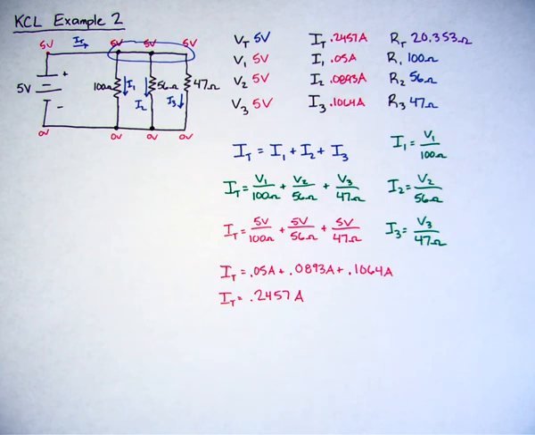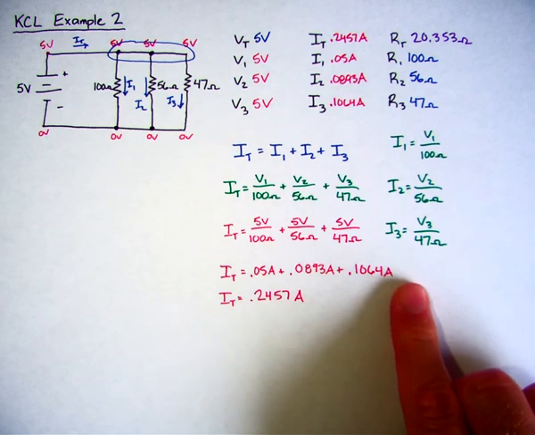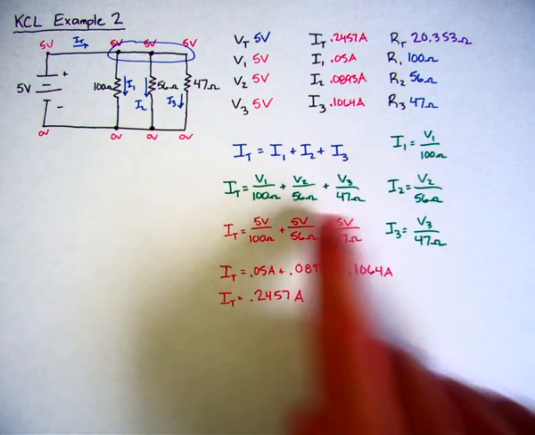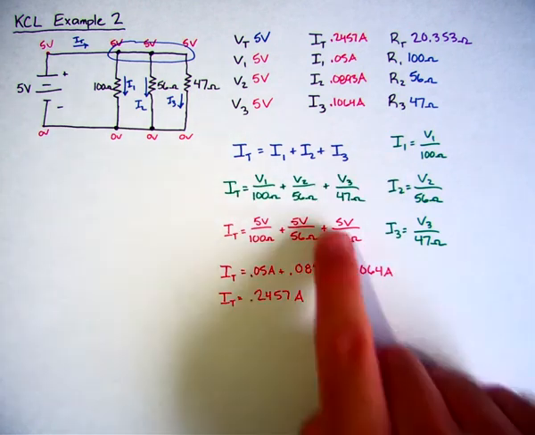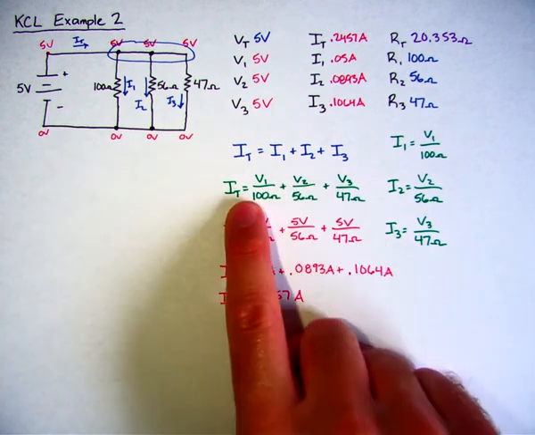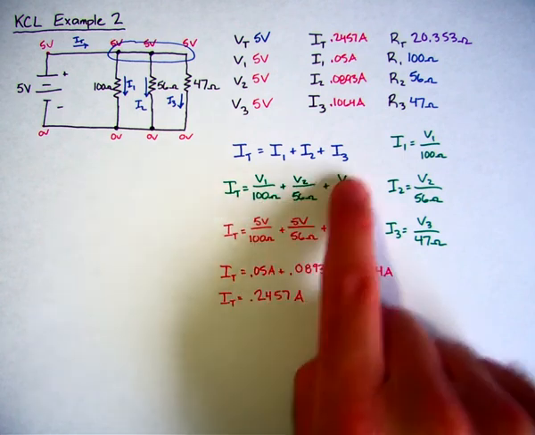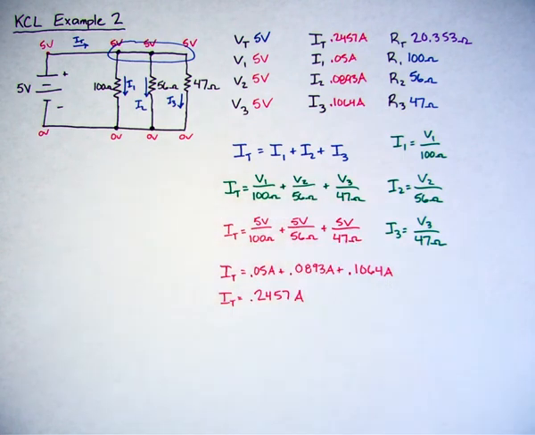That's basically it. You could do the same approach using the parallel rules, but if you have trouble remembering some of the different rules, I just want to show you that you can use KCL to solve a problem like this. I also wanted to show you that KCL is actually how you derive some of these parallel rules. Since V1, V2, V3 are the same, if you factor out a V, you'd have V times 1 over 100 plus 1 over 56 plus 1 over 47. That's where that resistance rule actually comes from. So KCL is how those parallel rules were derived in the first place.